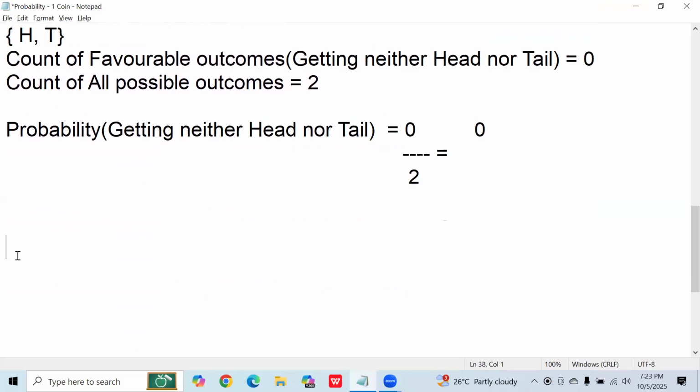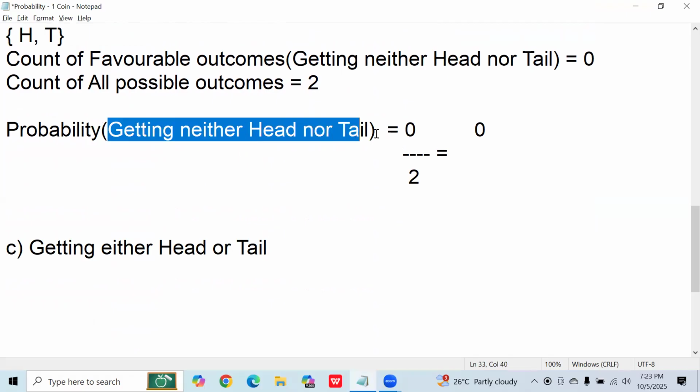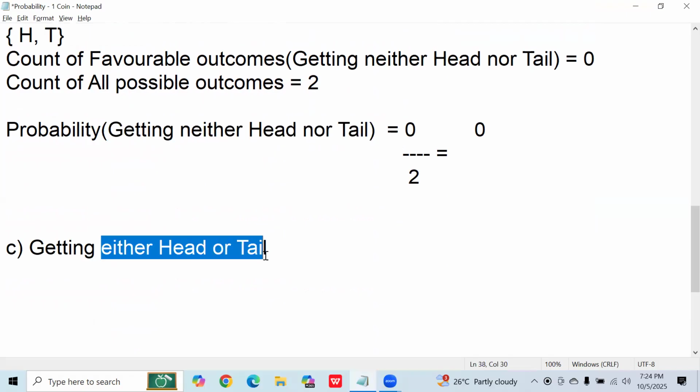Try to understand the difference between neither head nor tail and either head or tail. When we say neither head nor tail, if head, tail, anything comes, none of them are favorable for us. But when we say getting either head or tail, both are favorable for us. Let's say someone asks you, do you want tea or coffee? If you are good with tea, that is favorable for you. If you are good with coffee, that is also favorable for you. So in that case, both of them will be favorable events.